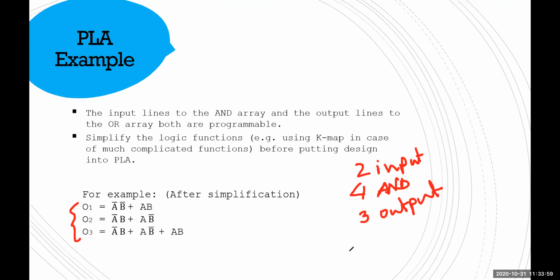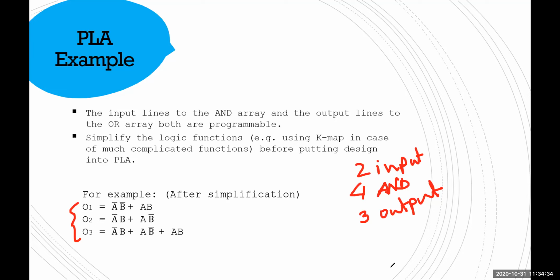So you need to choose a PLA that has a minimum of 2 inputs, a minimum of 4 AND gates, and a minimum of 3 outputs. If the number of AND gates is less than that, you cannot do this design using that PLD. So before buying the PLD, you have to check how many inputs they have. 2, enough. If they are 3, okay, no problem. If they are 4, no problem. That will do the work. If the input is 1, that will not work. So the number of inputs is 2.